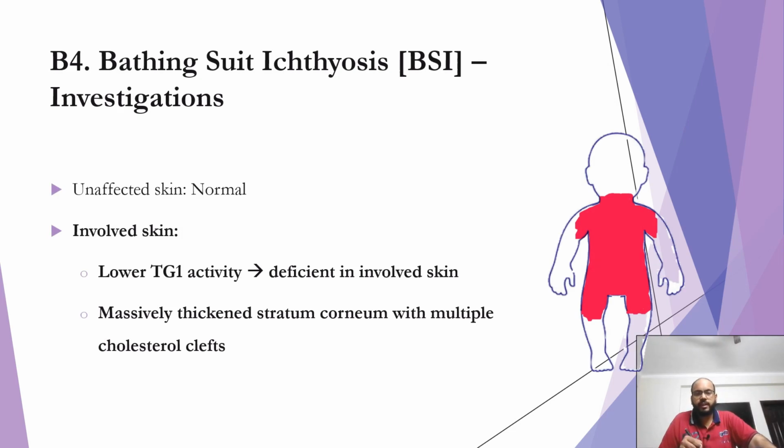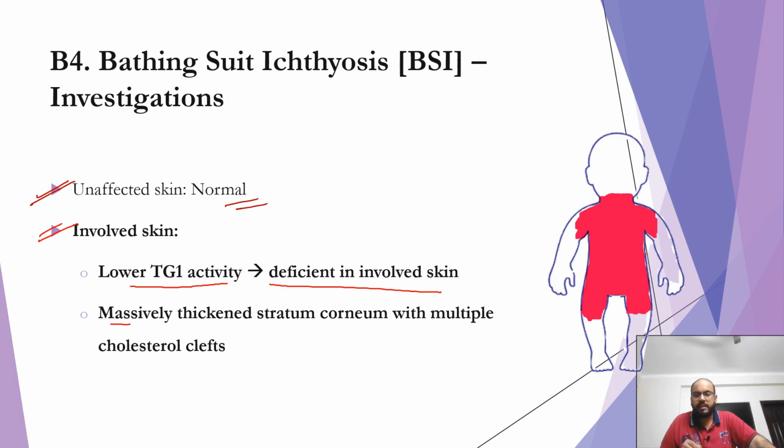So in bathing suit ichthyosis, if you take a biopsy or do any kind of analysis on an unaffected skin, it comes out to be normal. So you have to take a biopsy or a sample from the involved skin. In the involved skin, you will find lower transglutaminase 1 activity. Okay, and that activity will be less in the involved area.